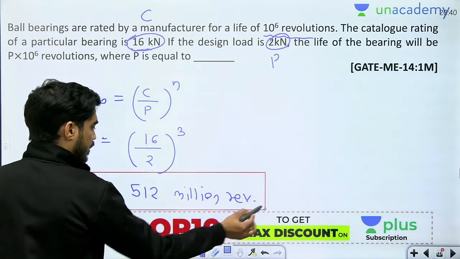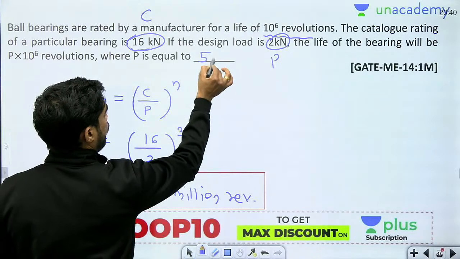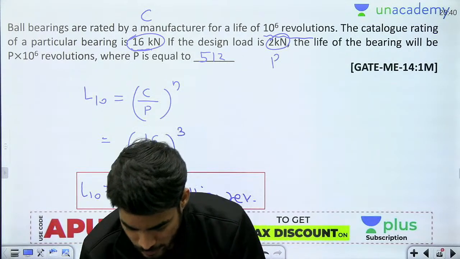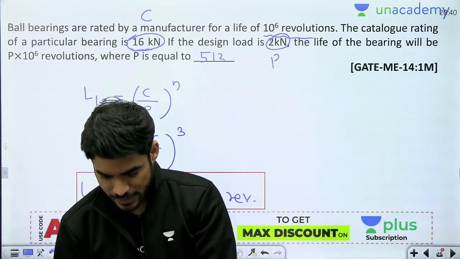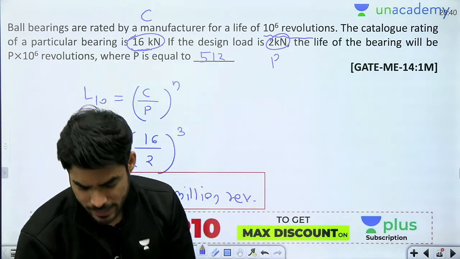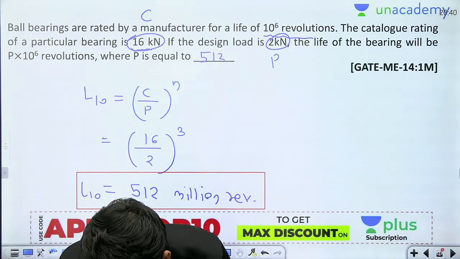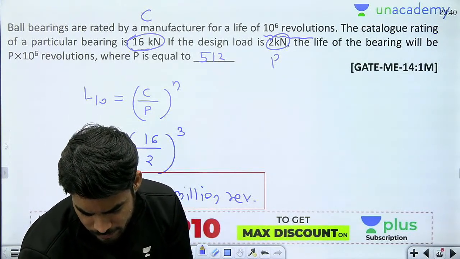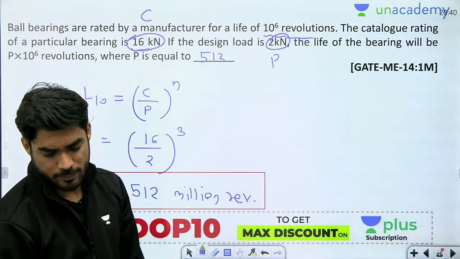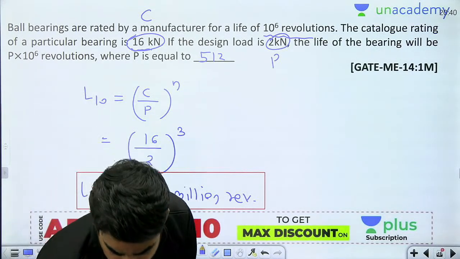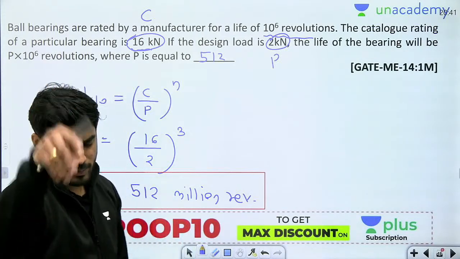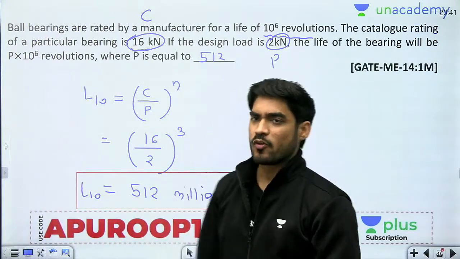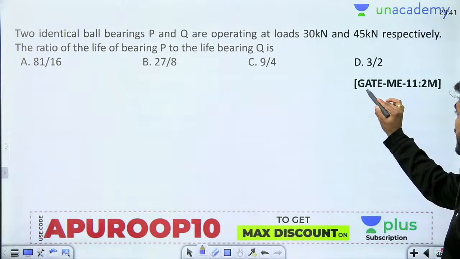512 million revolution means the answer will be 512 into 10 to the power 6 revolution, meaning million revolution, 10 to the power 6 means million revolution. Okay, yes, 512 million revolution. Very good Utkarsh, Vishal, Narayani, Prem, Jitendra, Vinay, Ankita, Nitish, Divyanshu. 512 million revolution, it was only a 1 mark question, a very simple question. Let's move on to the next question.